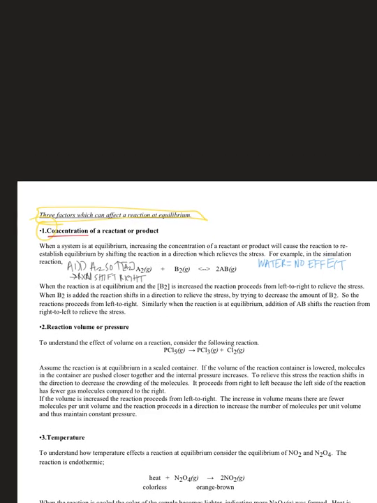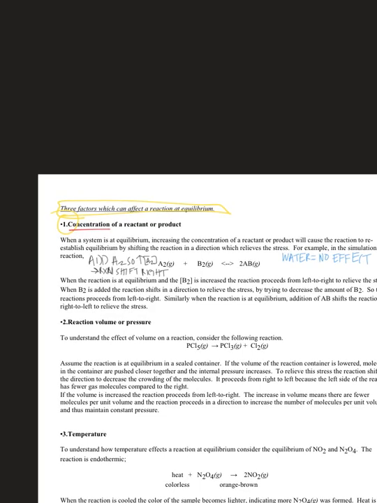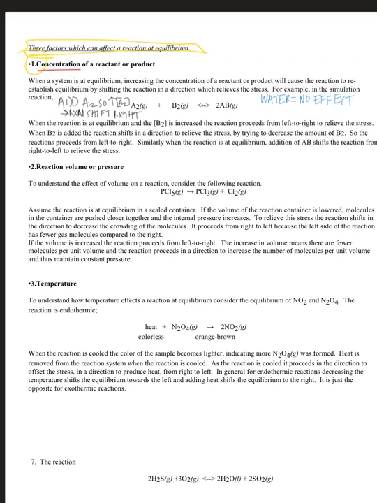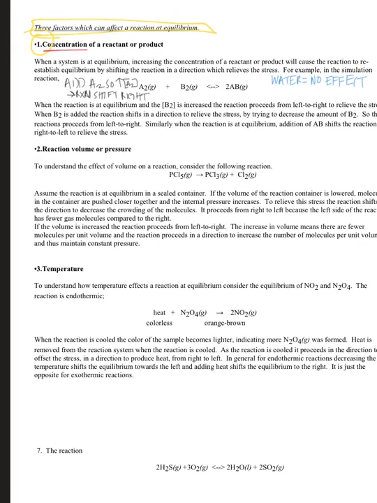Okay, so here it's just going through a few more scenarios. When the reaction's at equilibrium and the concentration of B2 is increased, the reaction proceeds from left to right to relieve the stress. Okay, so again, that's all Le Chatelier's is. There's some kind of stressor added, and we're trying to counteract that stress. So if I did add more AB, if that concentration increases, then my reaction is going to shift to the left to counteract the AB that's increased.